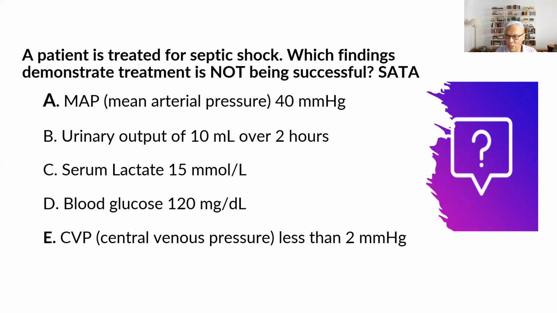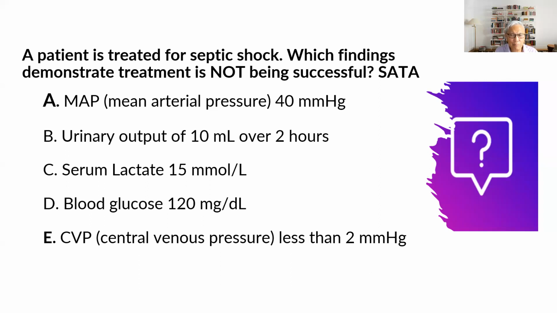And then, of course, the other one is a blood glucose of 120 milligrams per deciliter. We're not treating diabetes here, so this is not a parameter that would be appropriate for this condition. And then, of course, the last one, a CVP of less than 2 millimeters of mercury.